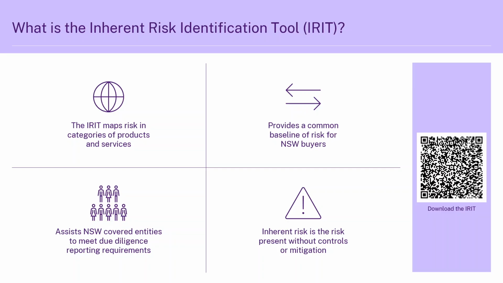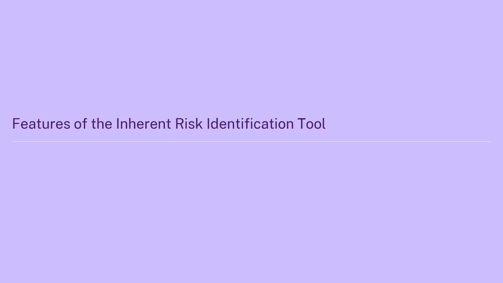Developed as part of the Commissioner's Shared Implementation Framework and GRS, it provides a common baseline of risk for New South Wales buyers. The IRIT uses the New South Wales Government Whole-of-Government Spend Cube taxonomy in use in 2024. The tool uses publicly available information from reliable sources to highlight modern slavery risk factors across a wide range of products and services. Features of the Inherent Risk Identification Tool.